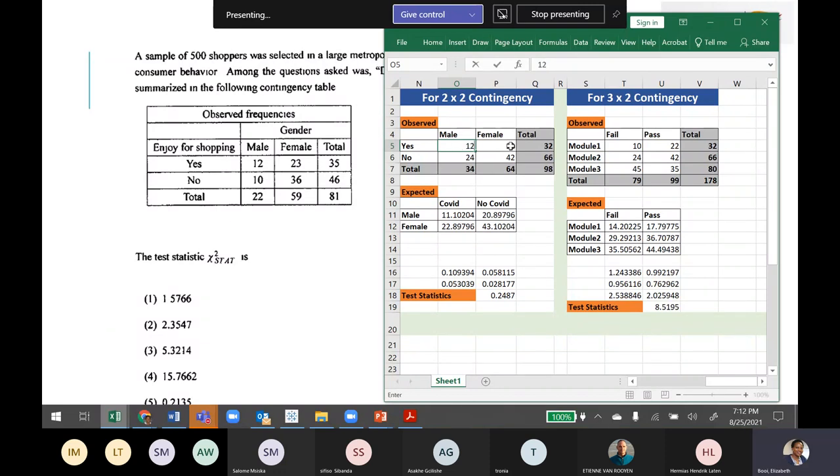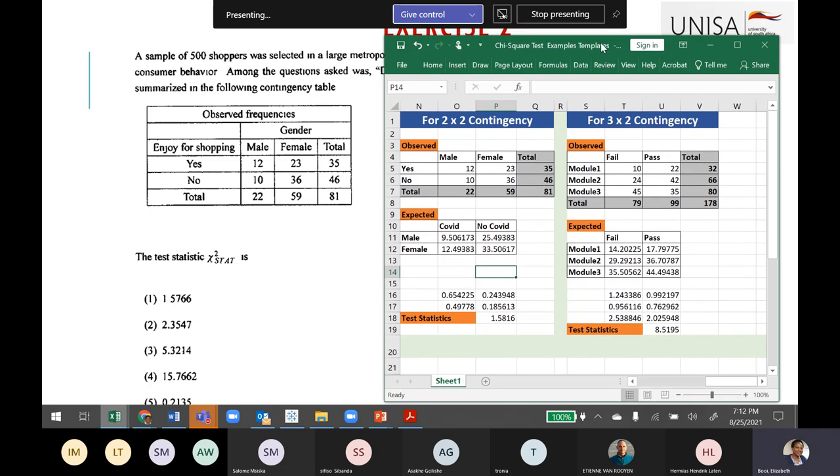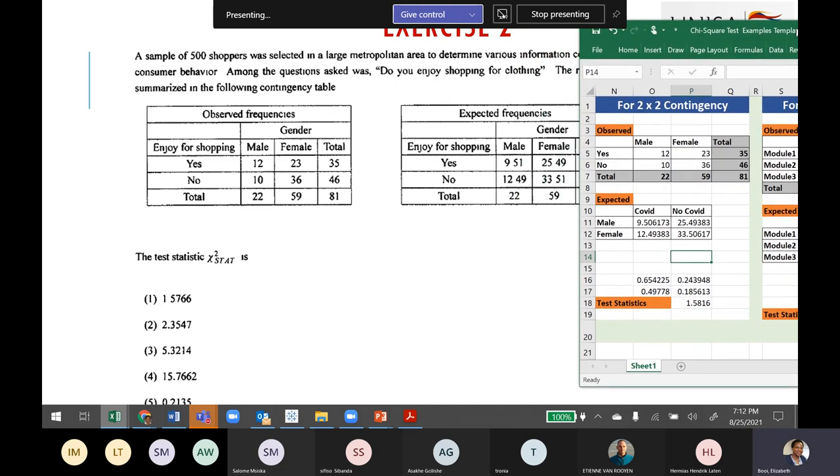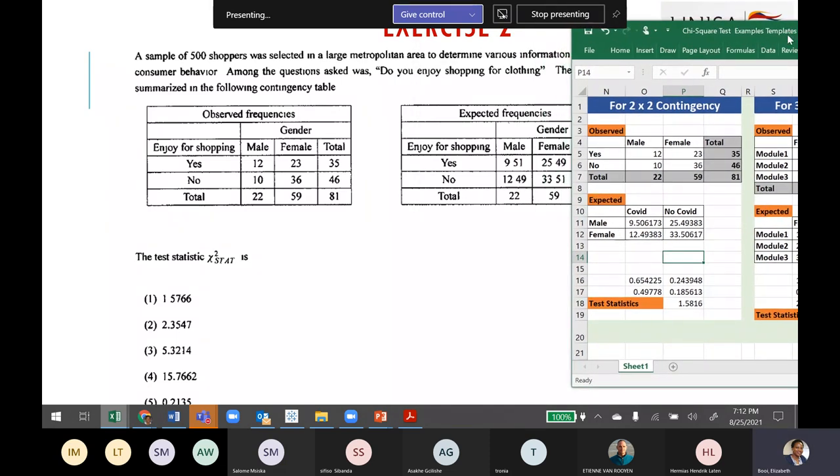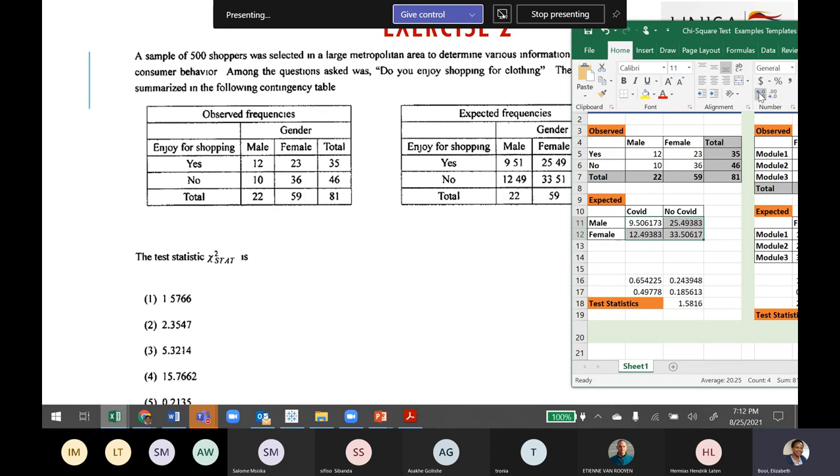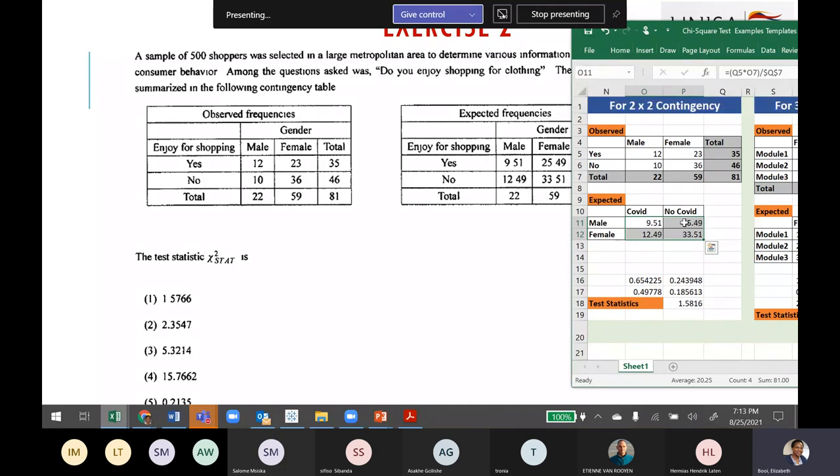And ten. And 36. And if I move this table, I should be getting the same value as they have. And since my values here are not rounded off, I can round them off to 2 decimals, and they should look exactly the same as what they have there. So it means I have the right expected values. So it means my test statistic, which is what they are looking for, is that correct?